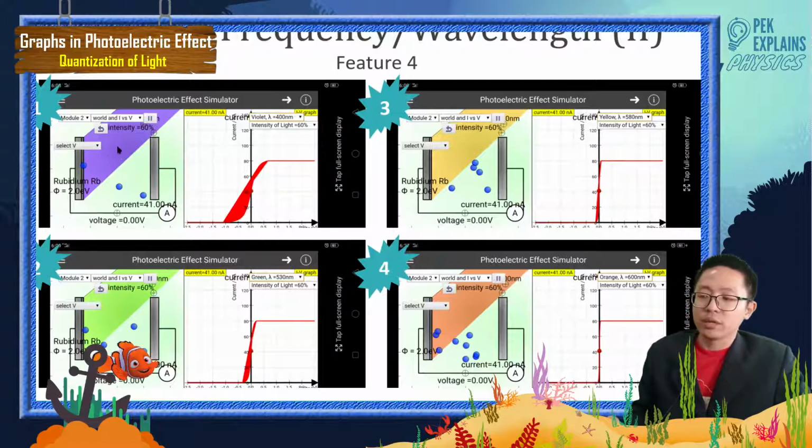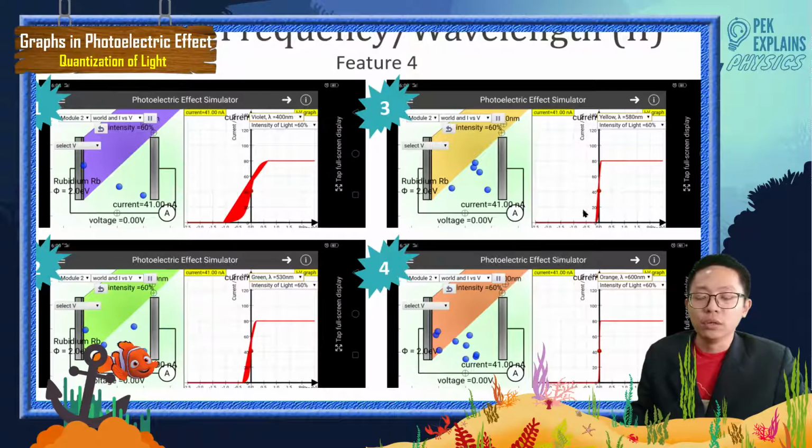Because ultraviolet light ejects very energetic electrons, it requires a very high stopping potential to stop them. But for yellow light, because the photon itself has low energy, the electron ejected is much less energetic.